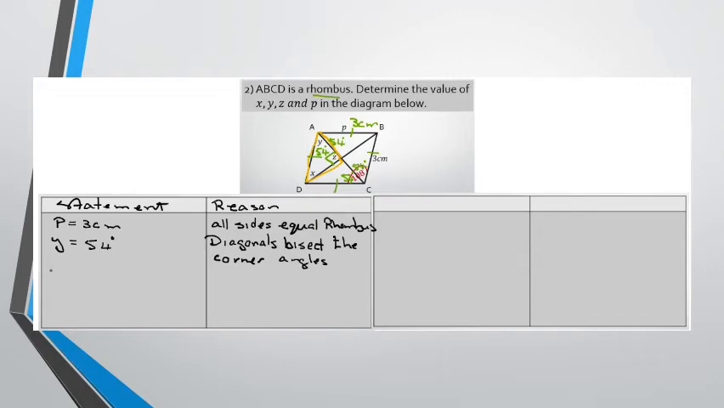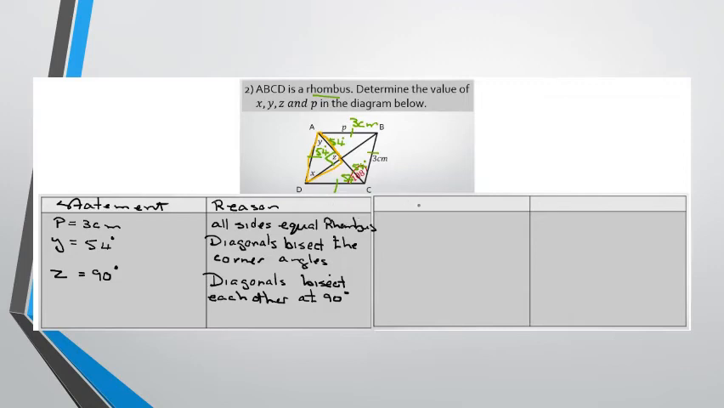I'm going to say z must be equal to 90 degrees. Why? Diagonals bisect each other at 90 degrees. Now I just need to find the x.